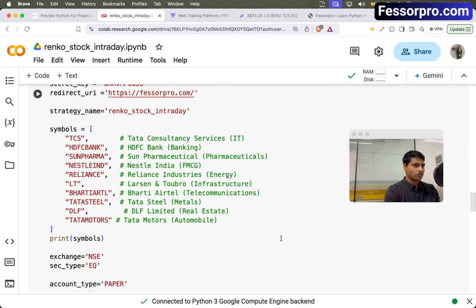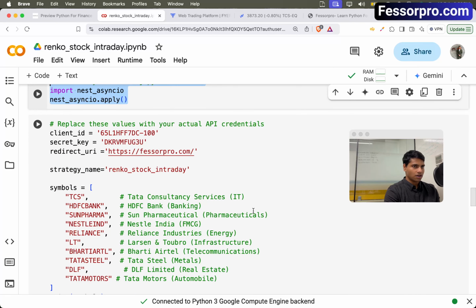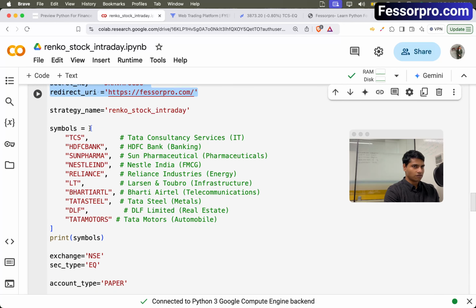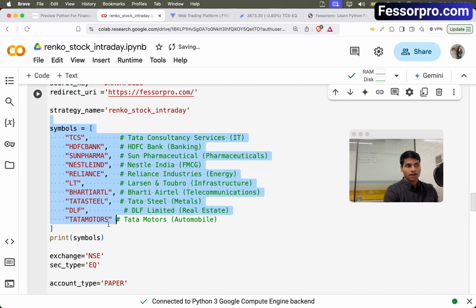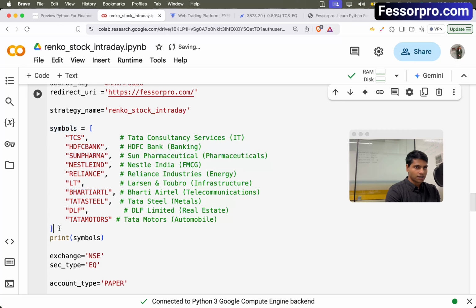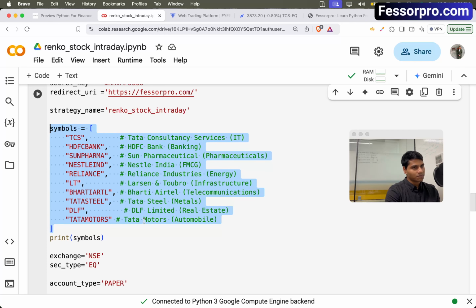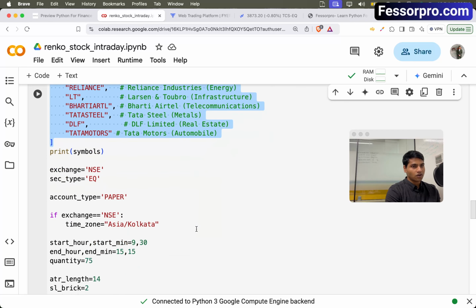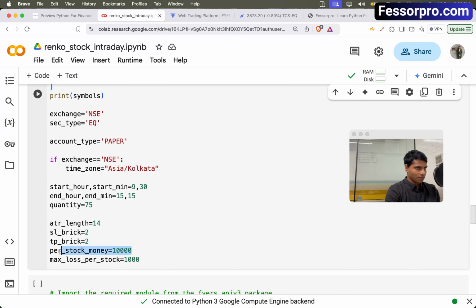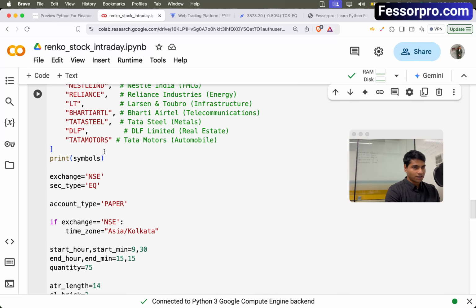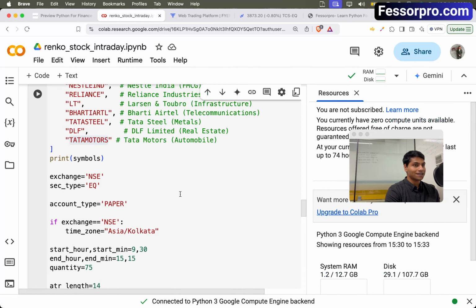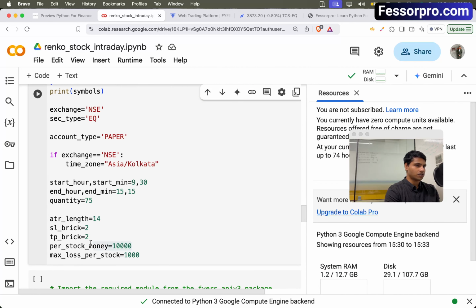Then here you have to provide all the credentials. First you have to specify the credential, and the symbol name. If you want to use this strategy on some other ticker, you can provide the name of the ticker. Just make sure that whatever your per stock money is, the price of that ticker should be at least less than half of the per stock money.